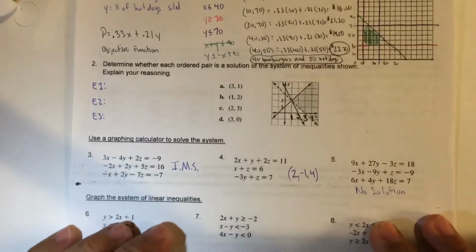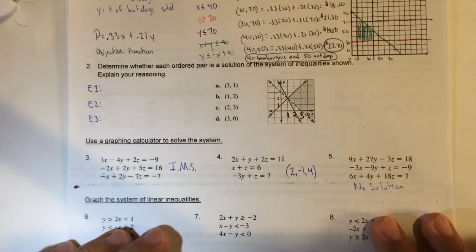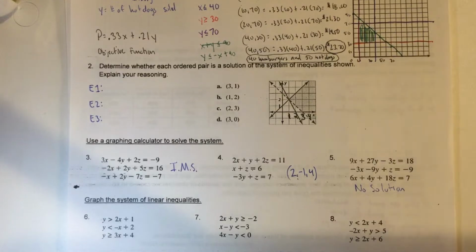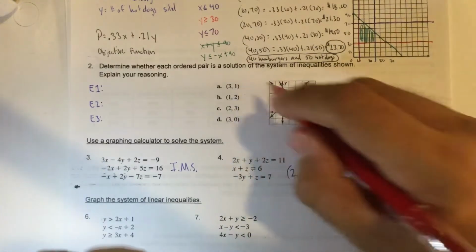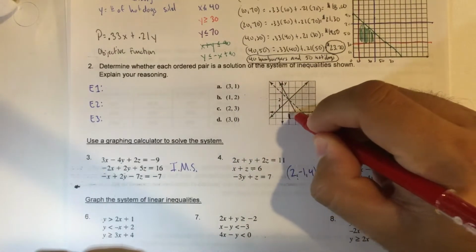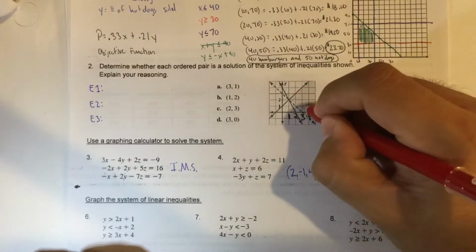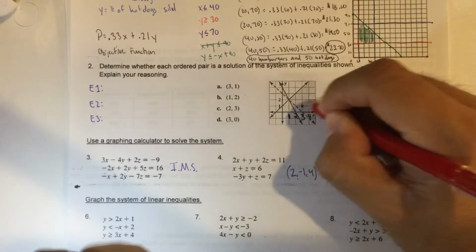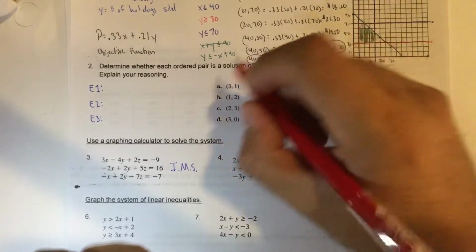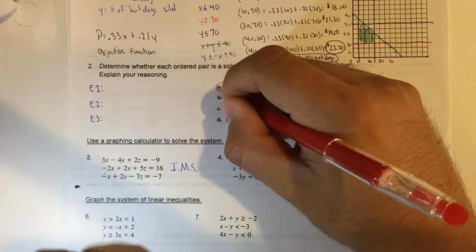Alright, on to the next one, for number 2. It says determine whether each ordered pair is a solution of the system of inequalities shown. Alright, so the first point I'm just going to plot it, 3, 1, so 0, 1, 2, 3, 1. That point does fall in the shaded region, so that's going to be yes. So this is a solution.